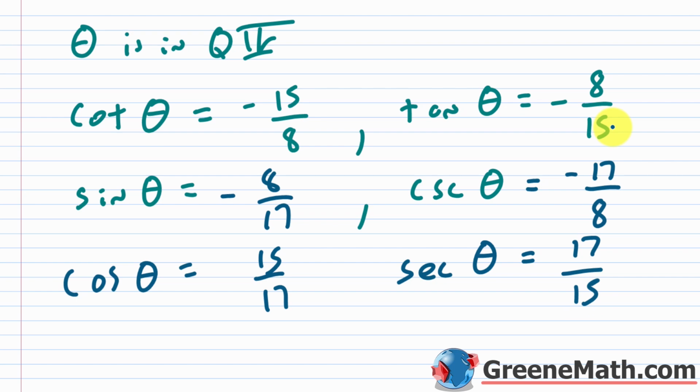So we have everything. Again, we know that theta is in quadrant 4 based on the information given. We know that cotangent of theta is equal to the negative of 15 over 8. That was given to us. The tangent of theta, that's the reciprocal of the cotangent of theta. That's the negative of 8 over 15. The sine of theta is negative 8 over 17. The cosecant of theta, again, you can take the reciprocal of this. It's negative 17 over 8. The cosine of theta is equal to 15 over 17. And then the secant of theta, again, take the reciprocal of this, is 17 over 15.